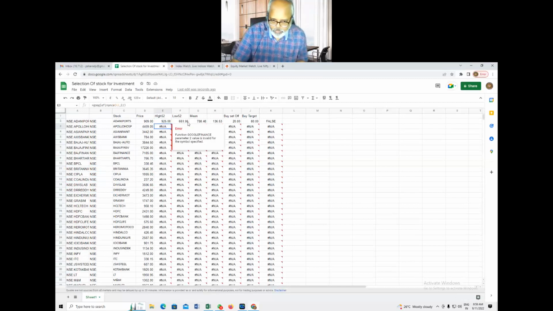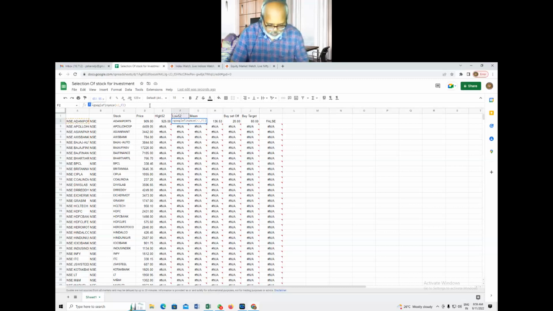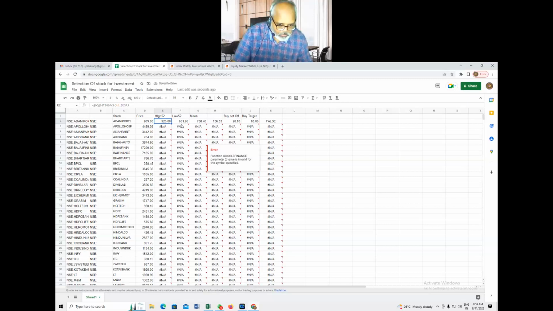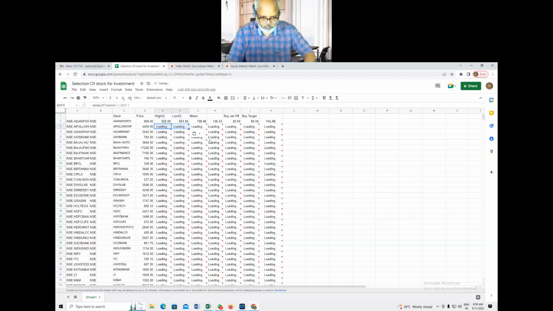Sorry, here I have made a mistake. When I'm selecting E1, I should select $E1, and here it should be $E2, and I should select $F1, because I should select these as values. Here you just copy it. Sorry, $F1. You can see that the values are populating.